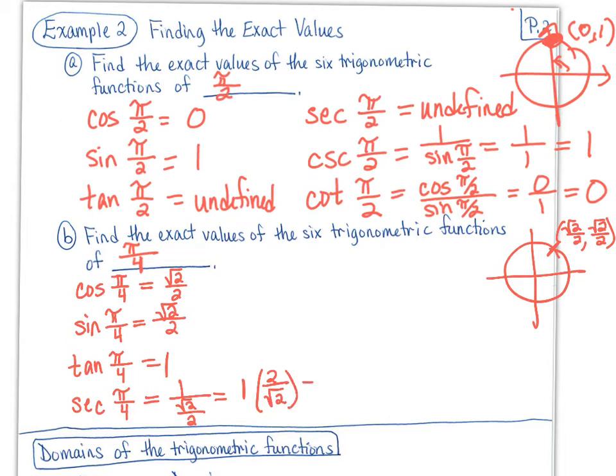So this is equal to 2 over the square root of 2. But remember, you have a radical in the denominator, so you need to rationalize. Multiply by square root 2 over square root 2 in the form of 1. Doing that gives you 2 square root 2 over the square root of 2 squared, which leaves you 2. The 2's cancel. You get the square root of 2.